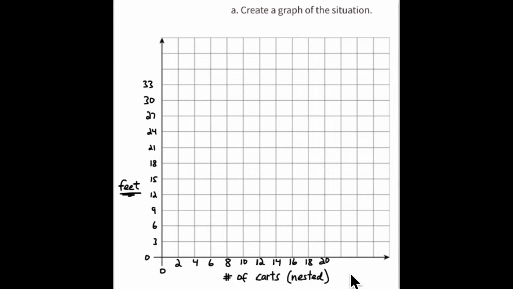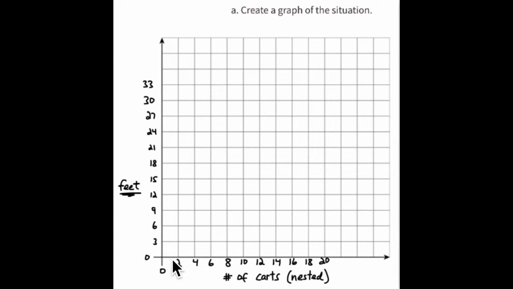To graph this relationship of nested carts to number of feet, I labeled the x-axis number of nested carts, and each grid line is 2 nested carts. I want to get out to 20. If I labeled each one of these 1 nested cart, the graph would be way off to the right. And I have to get to 18 because that's a number of nested carts given, so I want to go out to 20. And I know that later on, it turns out that I have to go out farther than that.